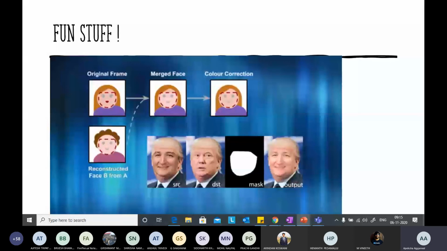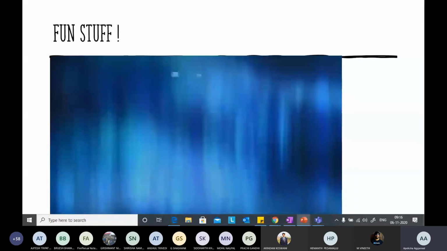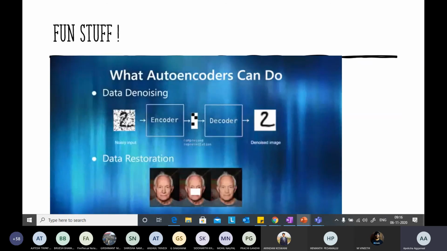So see, what happens is basically what they have done is there is a video and they have replaced the face using the autoencoder. So what was intact was the emotions, etc. on the face, and what was changed was the features of the face. So this is dangerous also, and this is exciting also.